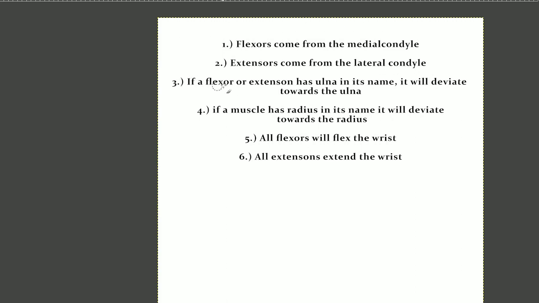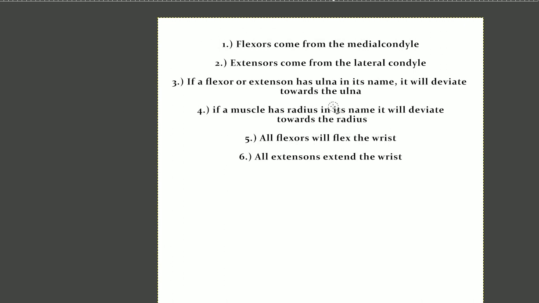So if a flexor or an extensor has ulna in its name, it will deviate towards the ulna. If I had Flexor Carpi Ulnaris, that means this flexor muscle crosses the wrist and comes out to the hand somewhere on the ulnar or medial side of the hand, and will ulnar deviate at the wrist. Same thing here, if a muscle has radius in its name, it's going to deviate towards the radius. So we mean by these two statements that you should pay attention to the names of the muscles.